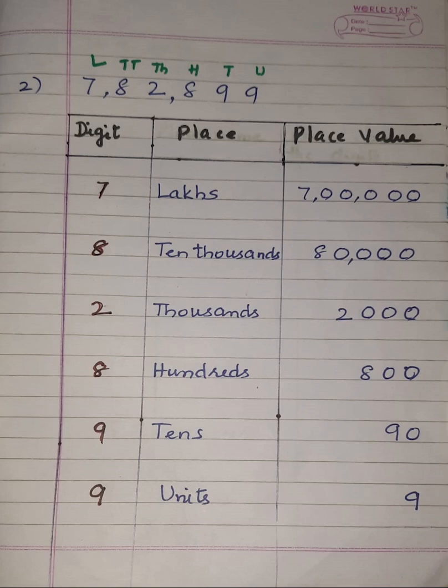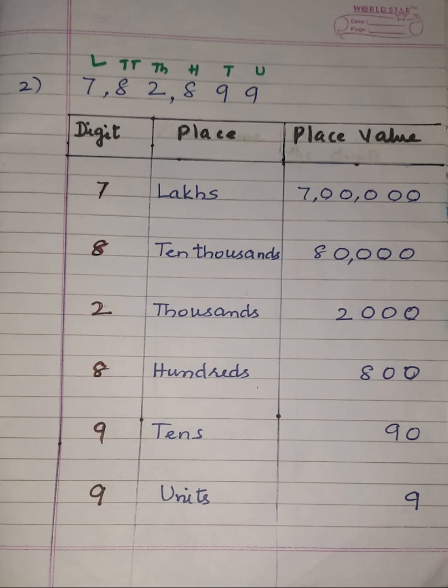So now in the place column, in front of 2, you will write thousands. So the place value of 2 will be 2000. So write 2000 in figures in the place value column in front of digit 2. Hope this is clear.